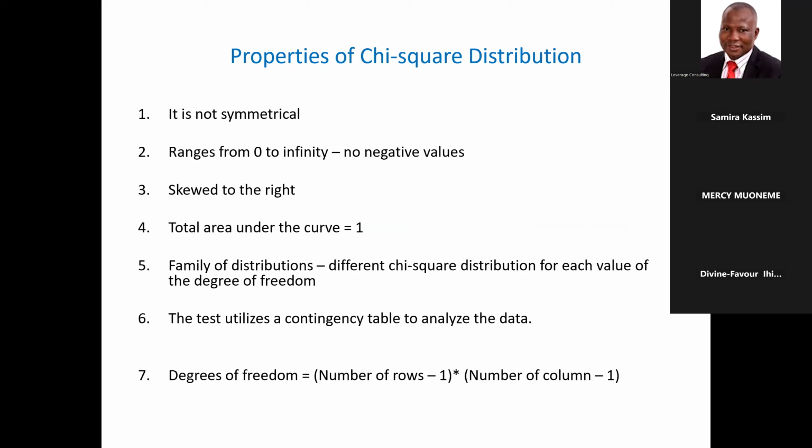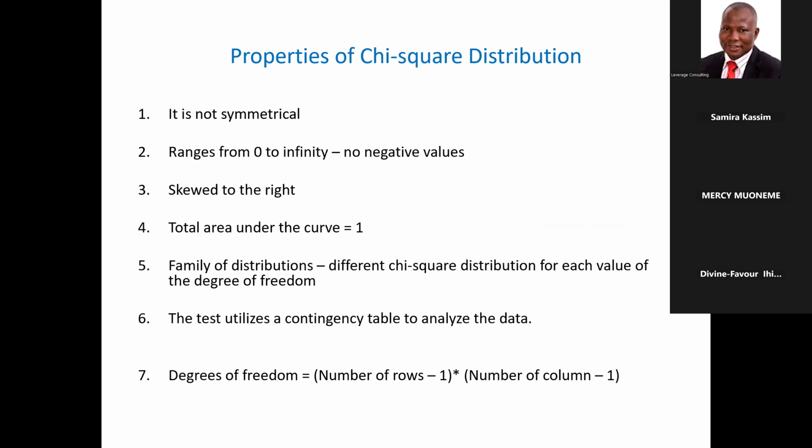So it is a family of distributions: there is a different chi-square distribution for each value of the degree of freedom. For each degree of freedom, 1, 2, 3, they have different shapes. So 3 has a different shape from 2 plus 1 and 4. So the shape of the chi-square depends on the degree of freedom.